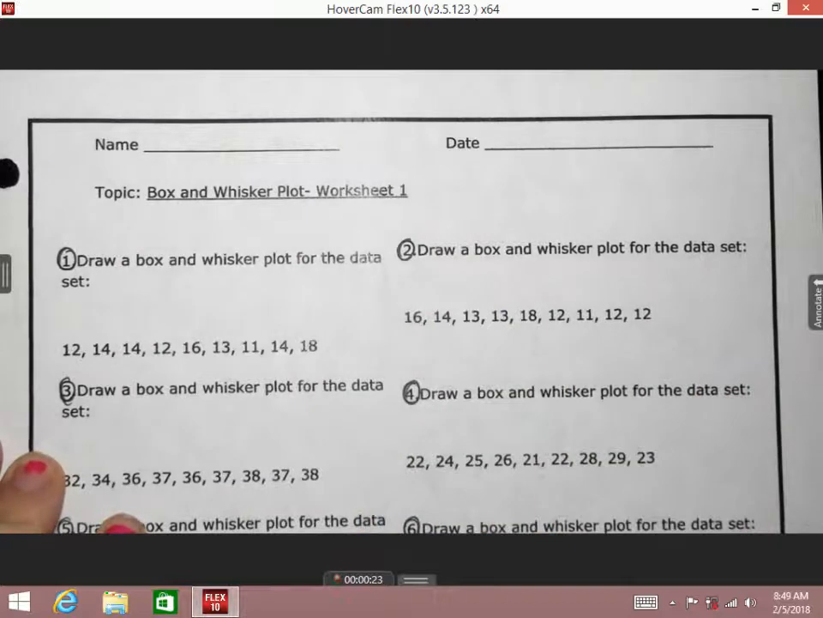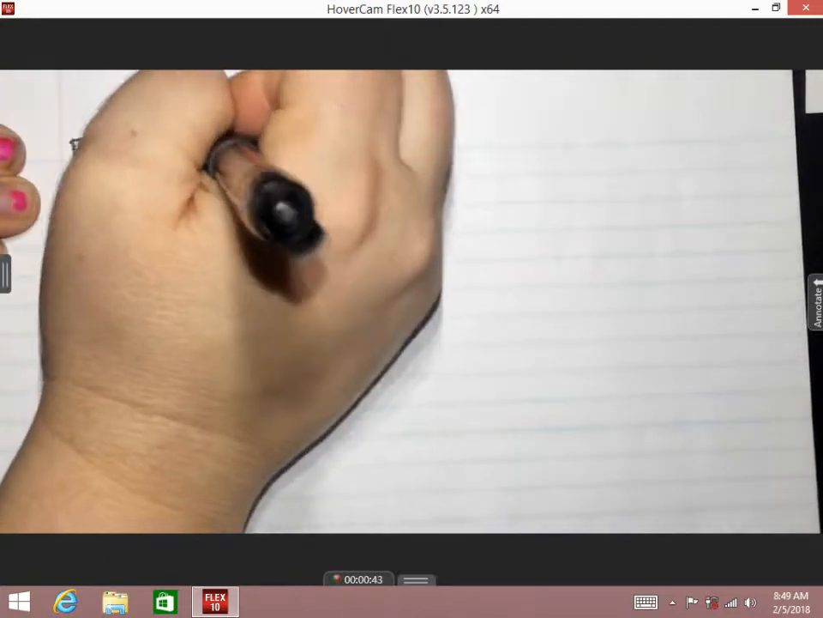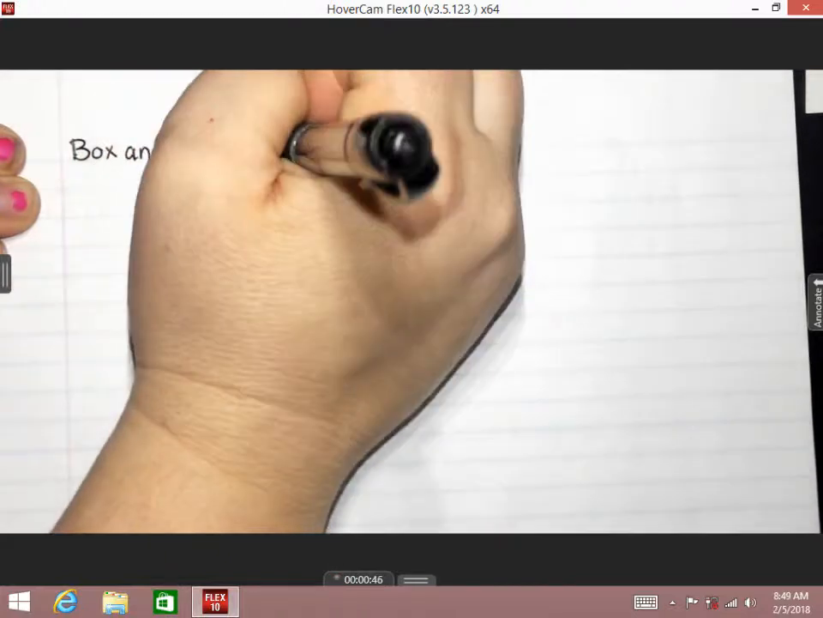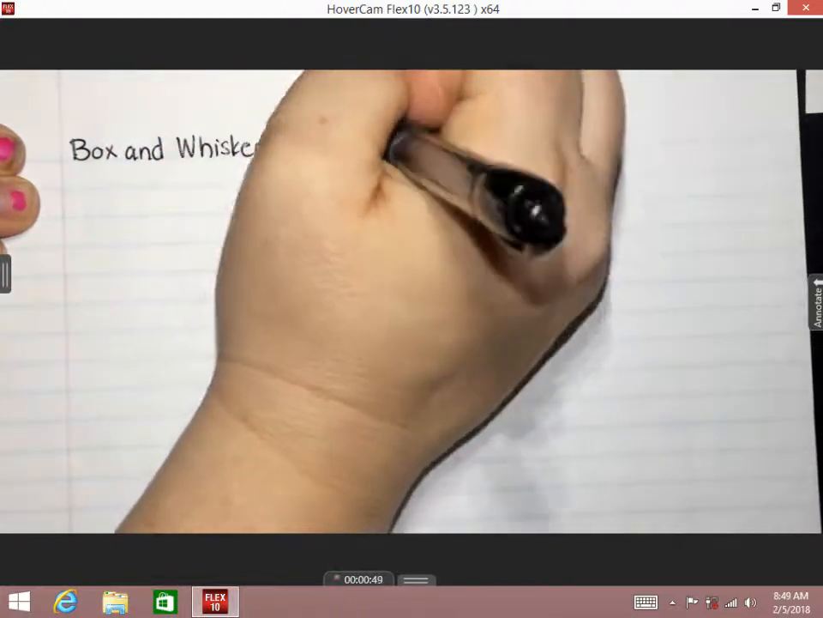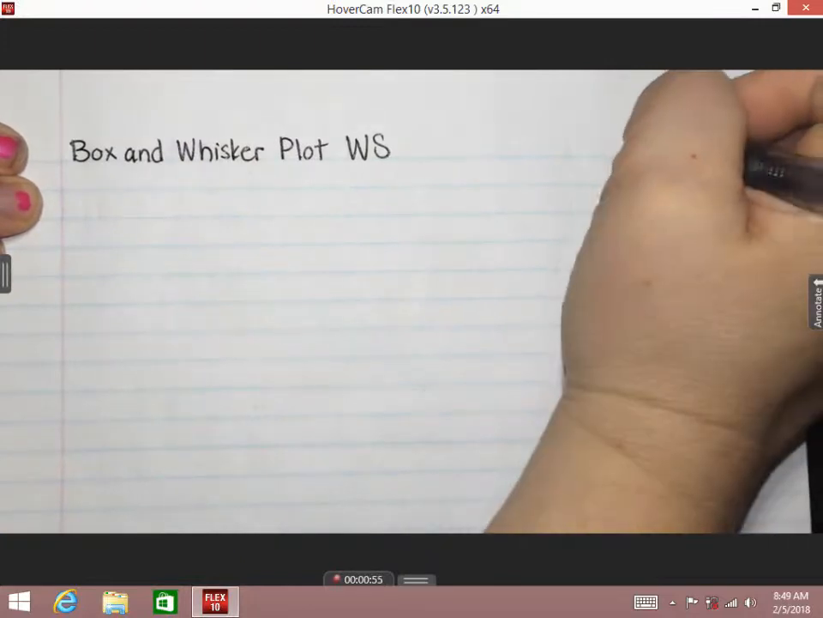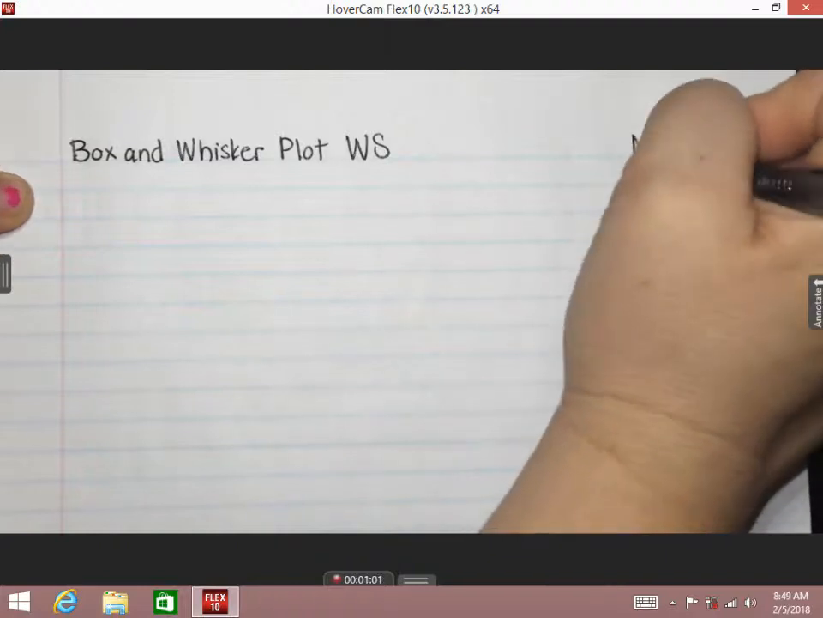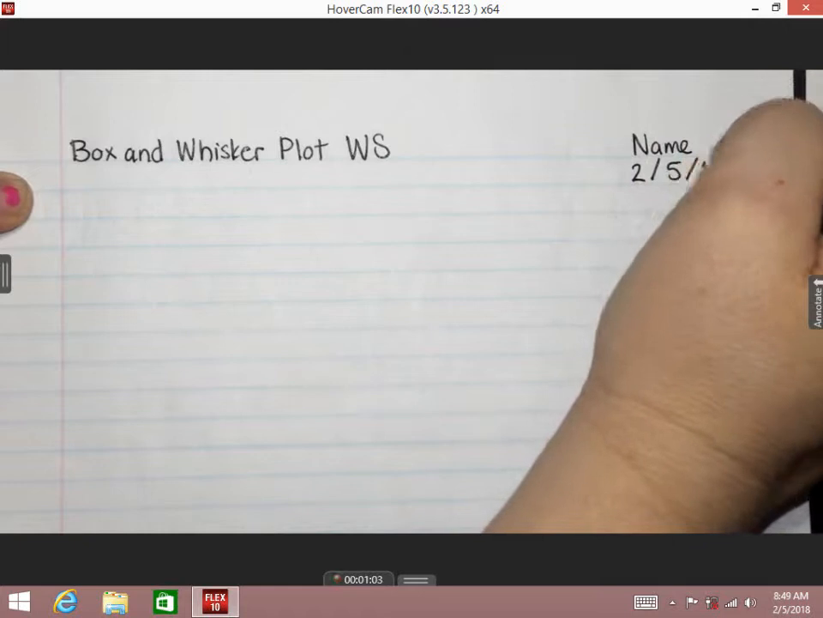There is not enough room to do the work on here. So I've already asked you to get a piece of paper out. So hopefully we have our piece of paper out on our desk. All right, let's go ahead and set up our paper by writing the assignment name on the top left-hand corner, which is box and whisker plot worksheet. All right, over here on the right-hand side, please make sure you go ahead and put your name. Today's date is February 5th, 2018.